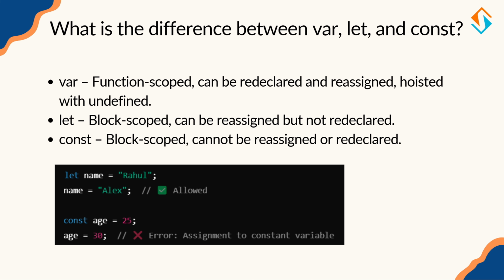Next is let. Let is block scoped, meaning it only works inside the block where it is defined. It can be reassigned. And the last, const, is also block scoped but cannot be reassigned once declared. Perfect for values that shouldn't change.